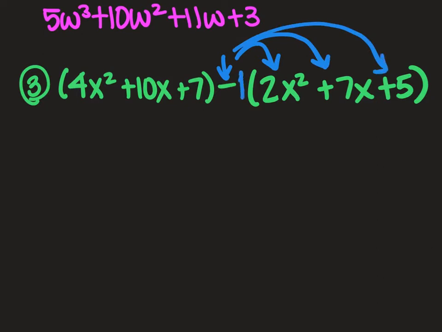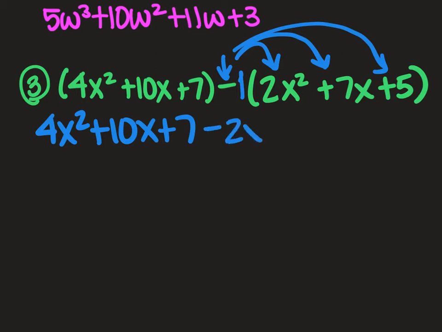Almost like you're multiplying by a -1. So what I do is I rewrite the first and then distribute the -1 to each of the terms in the polynomial behind it. So -1 times 2x squared gives me a -2x squared. -1 times 7x gives me a -7x. And -1 times +5 gives me a -5.